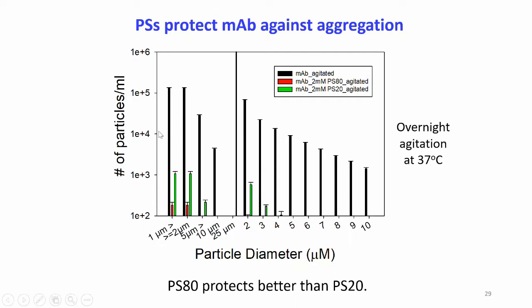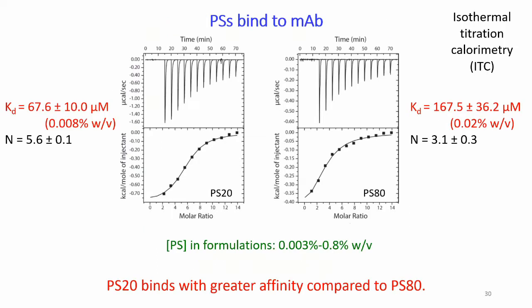Note that the y-axis is a log scale, not a linear scale. So that means here again, PS80 protects better than the PS20. So then the next question is, we wanted to probe whether these polysorbates bind to antibodies. So this is the data from isothermal titration calorimetry.